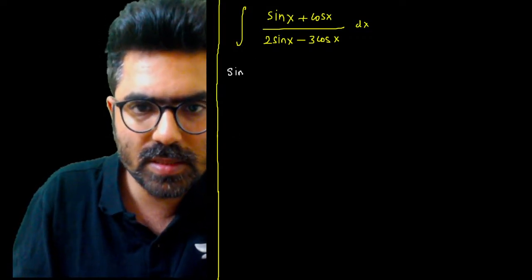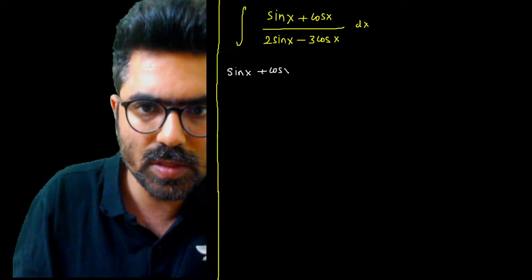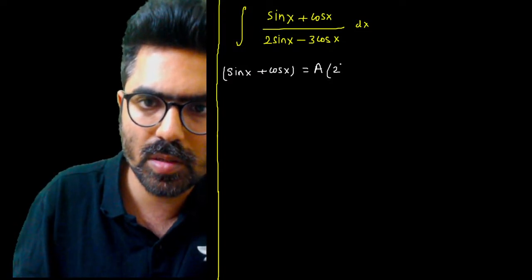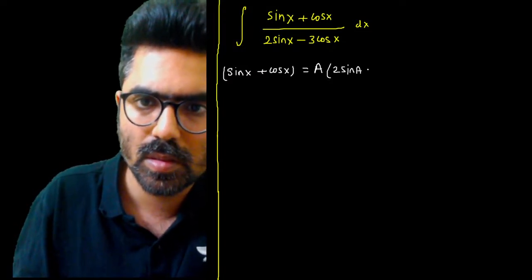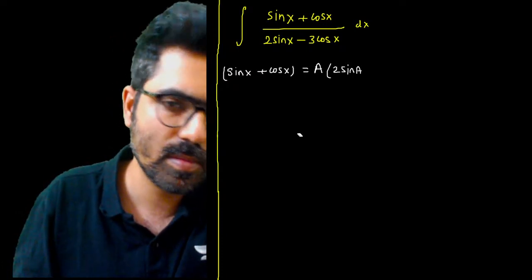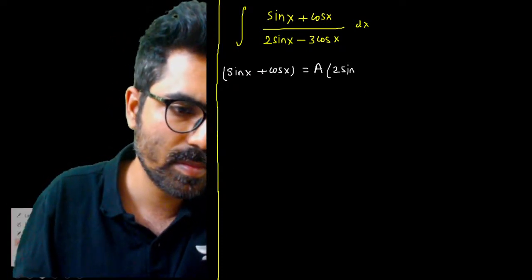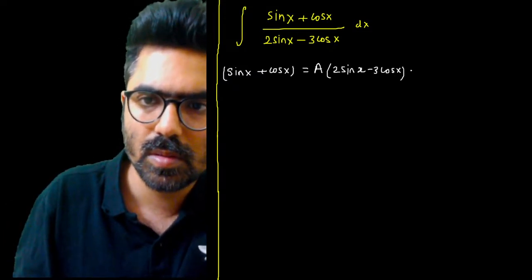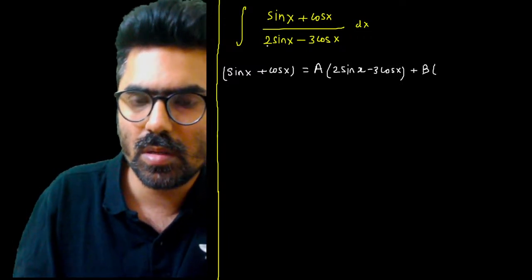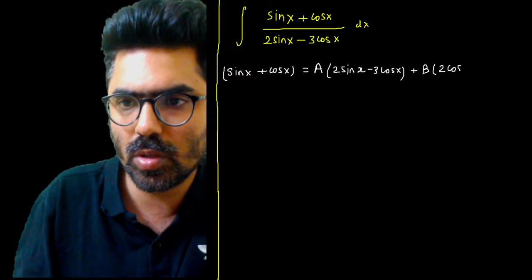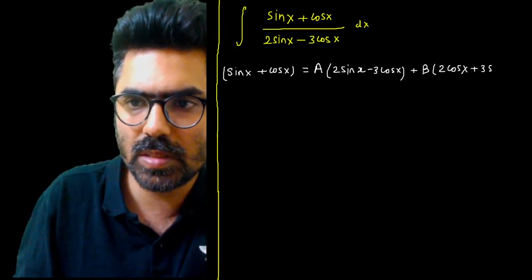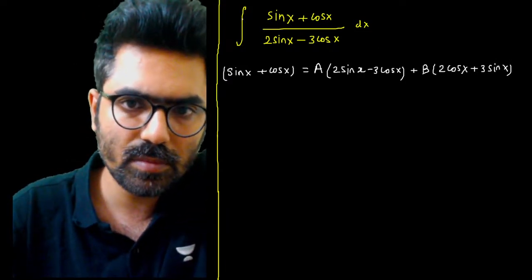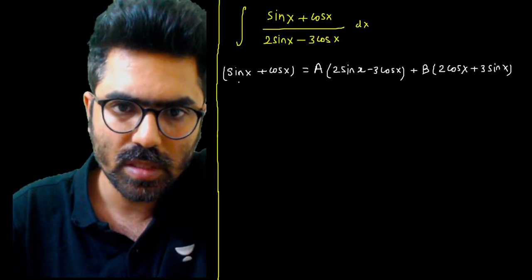We'll write the numerator sin x plus cos x as capital A times the denominator, 2 sin x minus 3 cos x, plus b times the derivative of the denominator, so it is 2 cos x plus 3 sin x. What is the plan? We are going to write this entire numerator. The left side is the numerator.